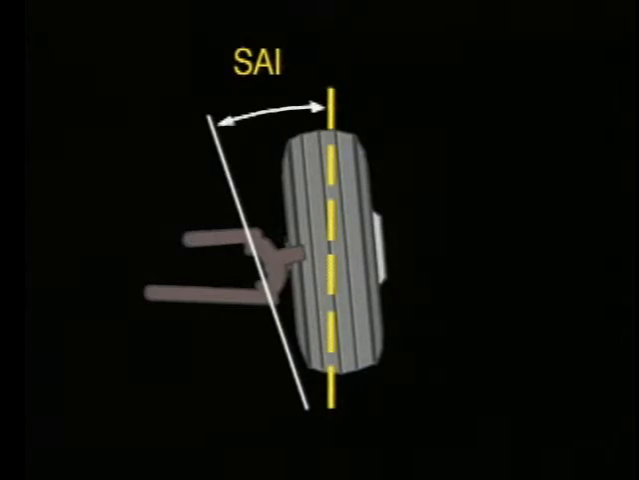Steering axis inclination, or SAI, refers to the inward tilt of the top of the steering axis. It is also measured in degrees. When the steering axis line is extended downward, it touches the road somewhere in the tire contact patch. The SAI is a stability angle.